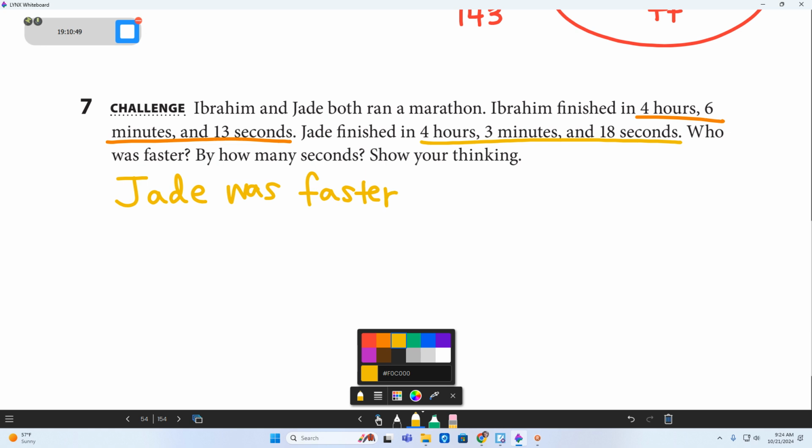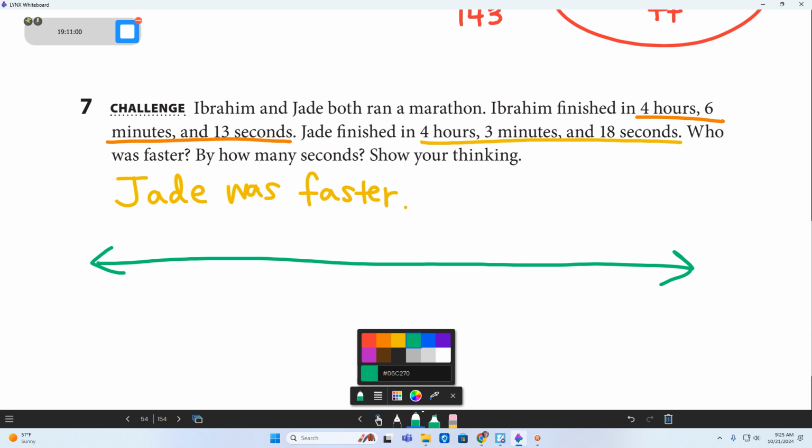And it says by how many seconds? Okay, so that's going to be one of my answers. I'm going to use a number line. A number line is my absolute favorite way to do time problems. So I'm going to start at Jade's time and watch how I do it. 4 hours, 3 minutes, and 18 seconds. And I'm going to jump up to Ibrahim's time, and how much I jumped is the answer.